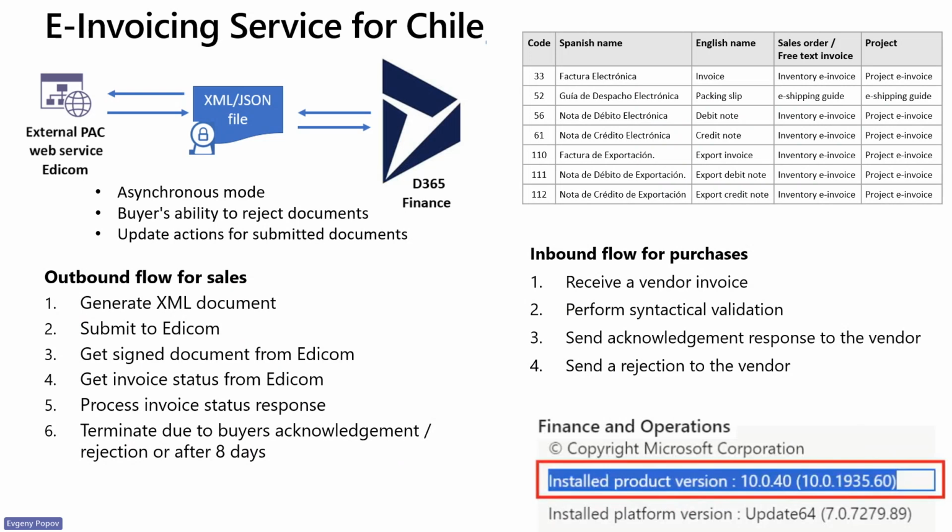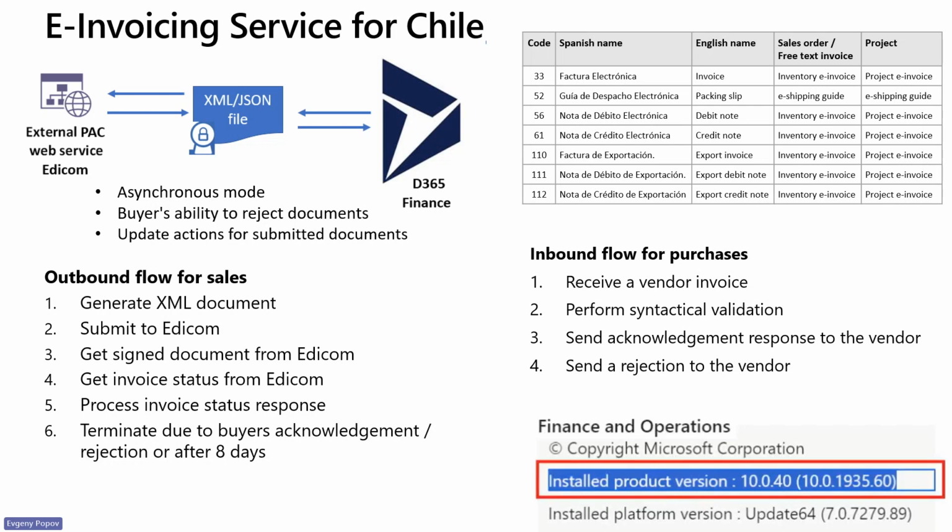Here we support the corresponding formats for various types of electronic documents, such as invoice and export invoice, packing slip, debit and credit notes, including export ones. Their formats cover scenarios for sales orders, free text invoices, and project invoices. The globalization feature for Chile includes both outbound and inbound flows. Therefore, it allows the issuance of invoices for sales operations as well as the import of incoming invoices from suppliers.